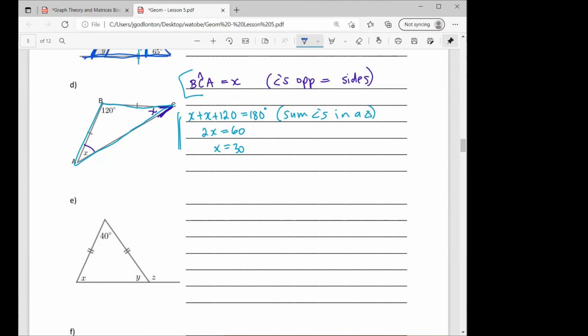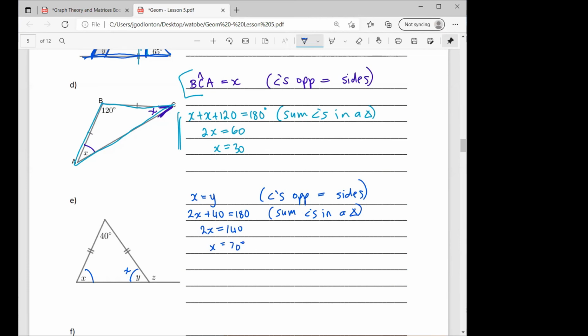There we go. Nice start, Daphne. So we can see that x has to equal y. So we know that these two have to equal each other because of angles opposite equal sides. Okay. And so then we could call them both x's or we could call them both y's. I'm going to call this one an x. And so 2x plus 40 has to equal 180 because of my sum of angles in a triangle. Okay, so 2x is equal to 140, which means x is equal to 70 degrees.